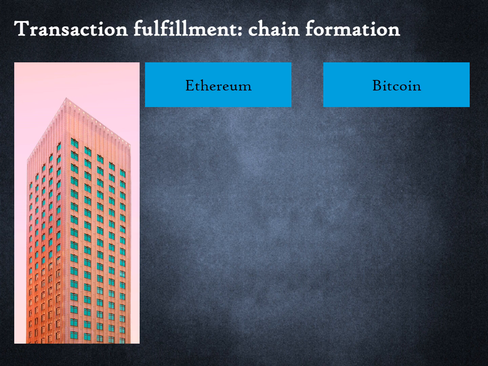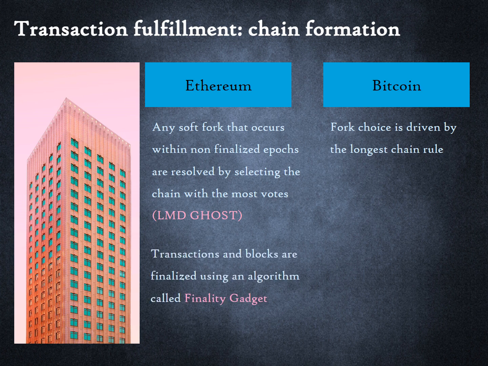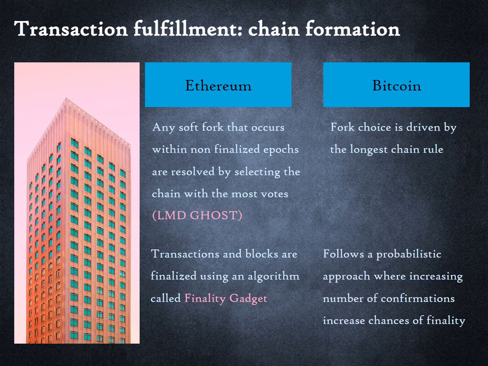Finally, in blockchain formation, there are two main points of difference. First, any soft fork that occurs within non-finalized epochs are resolved by selecting the chain with the most votes. As I mentioned, the algorithm is a bit more complex than my simplification and is referred to as LMD ghost. In Bitcoin, fork choice is driven by the longest chain rule. Second, in Ethereum, transactions and blocks are finalized using an algorithm called finality gadget. Bitcoin follows a more probabilistic approach where increasing number of confirmations increase chances of transaction and block finality.